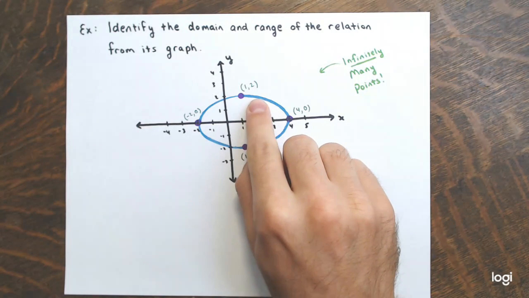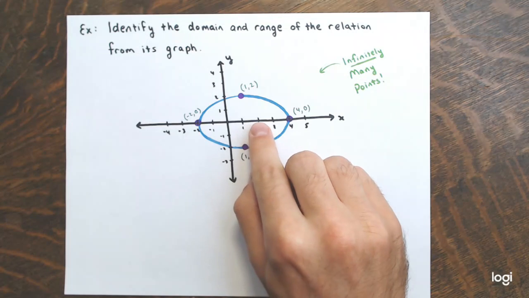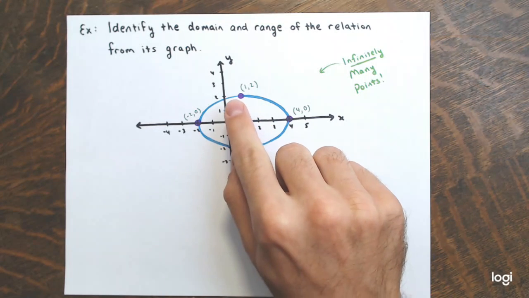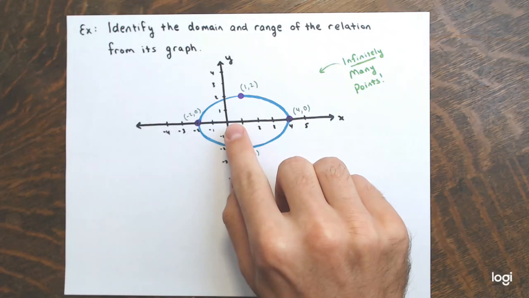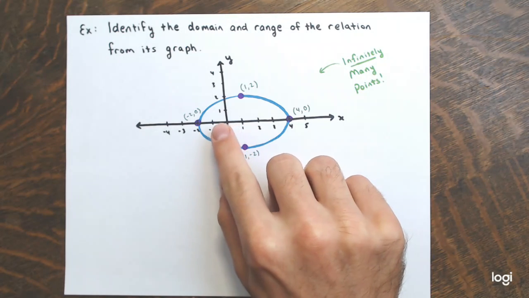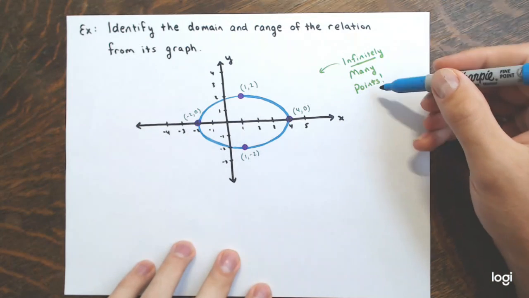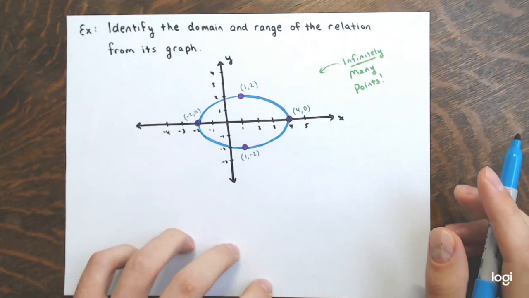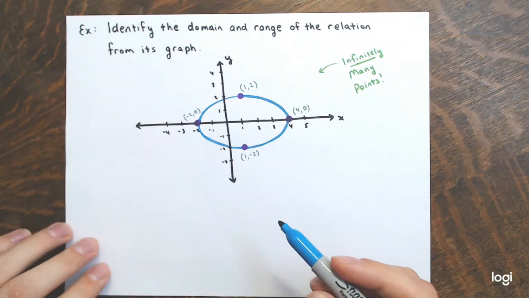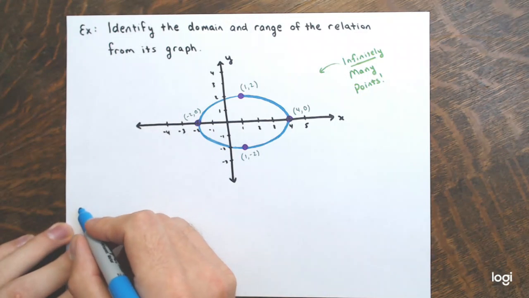What about this point here that has an x-coordinate of 1.9? Or these points that have an x-coordinate of 1/2 or 3/4 or -1.25. There's no way to do a set of ordered pairs. There's no way to do a mapping when there are infinitely many points. Okay. So in that case, when there are infinitely many points, I'm going to state my domain and range in interval notation.